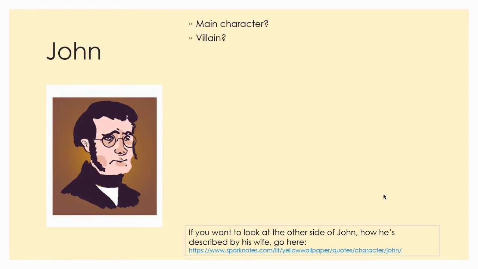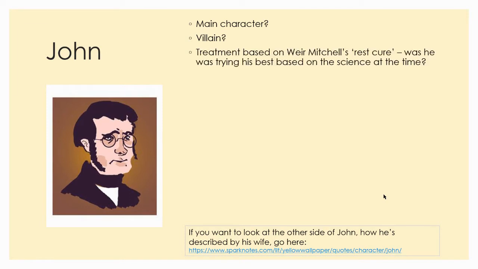If we think about a text as having a protagonist and an antagonist, a main character, a hero if you like, and a villain, is the narrator the protagonist and John the antagonist? Many would argue yes, and you think about that yourself. However, the treatment he is giving his wife is based on Weir Mitchell's rest cure. So my question is, was he just trying his best based on the science at the time? And we'll learn more about that next session.